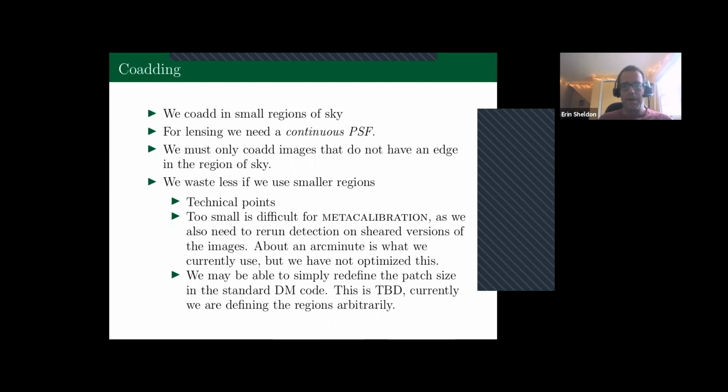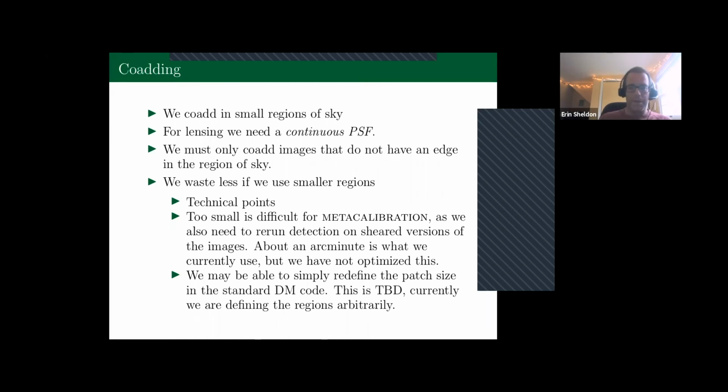So we need it to be continuous, and this means that we can't do a co-add that has edges in it. So if there's a visit CCD image that has a boundary crossing the region, we can't include that. It would cause a discontinuity. And so we'd have to remove that from consideration in the co-add, and we would waste a lot less data if we use smaller regions. So typically we're thinking of smaller regions than the current co-add size.